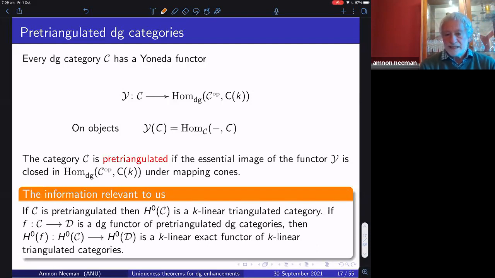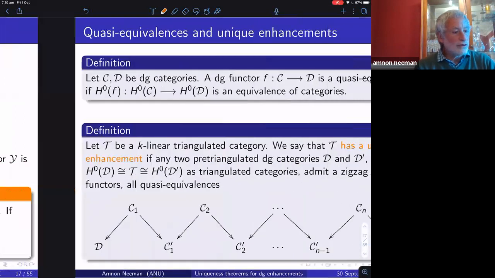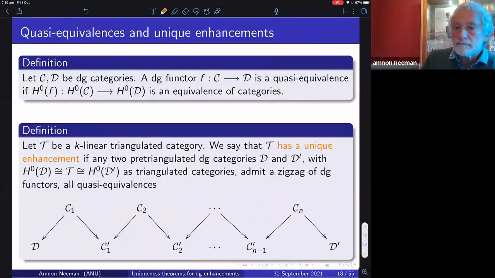And if F is a DG functor between pre-triangulated categories, then H naught of F is a K-linear exact functor between K-linear triangulated categories. And now, if you have two DG categories, C and D, a DG functor F from C to D is called a quasi-equivalence if H naught of F is an equivalence of categories.